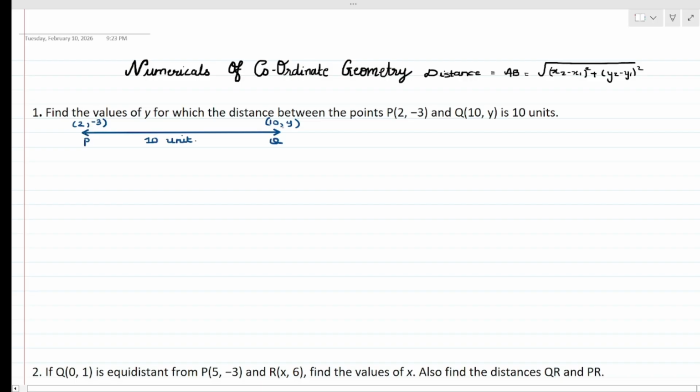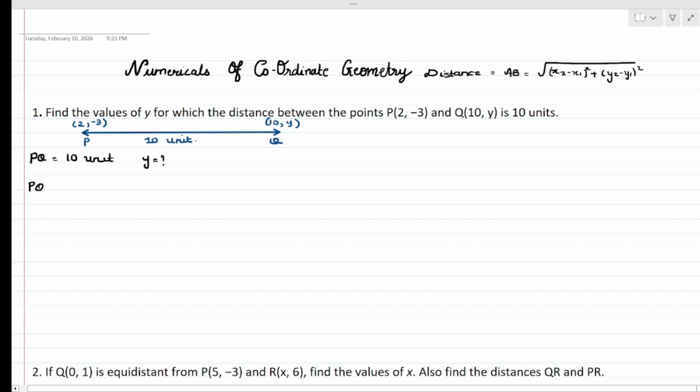Okay. So we are asked to find the value of y for which the distance between the points P (2, minus 3) and Q (10, y) is 10 units. That means the distance is already given. In this case, PQ is already given, which is equal to 10 units. We need to find y. That is our question. So let's start by applying the formula for distance.